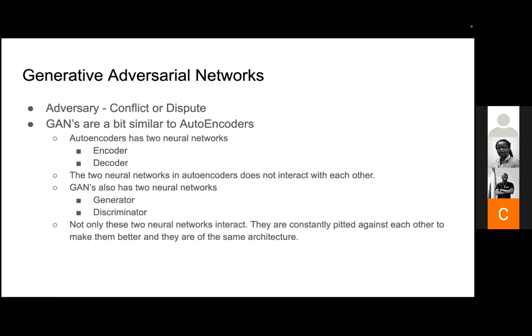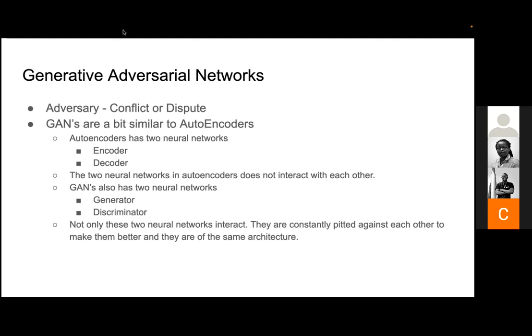Okay, if we don't have any questions about autoencoders, now let's dive deep into generative adversarial networks, GANs. The word adversary means conflict or dispute. That actually gives away the whole game here. So you are generating something by creating conflict.